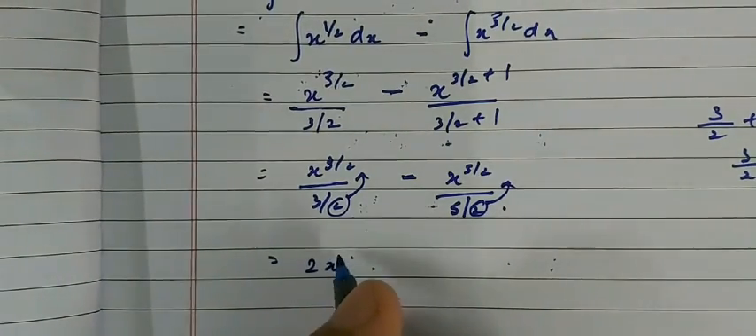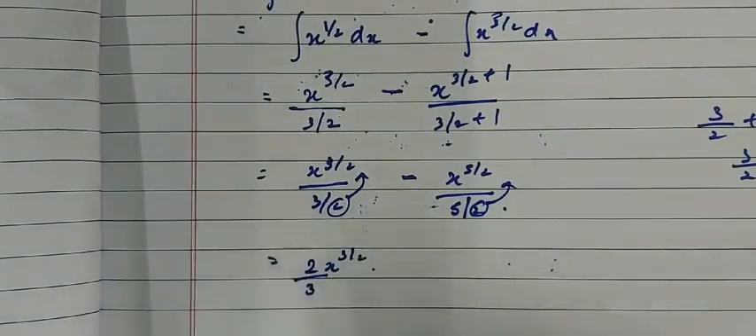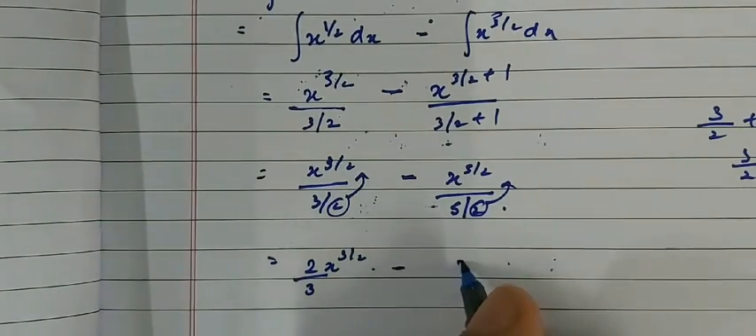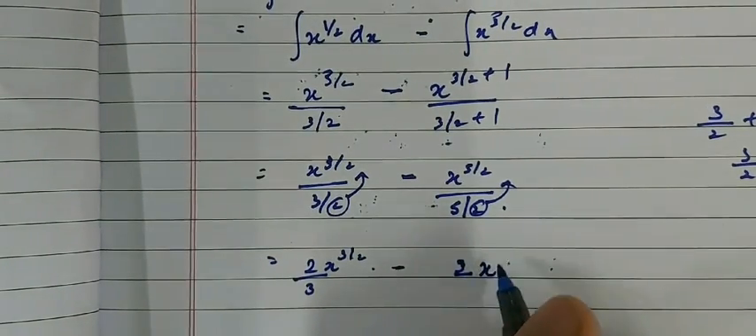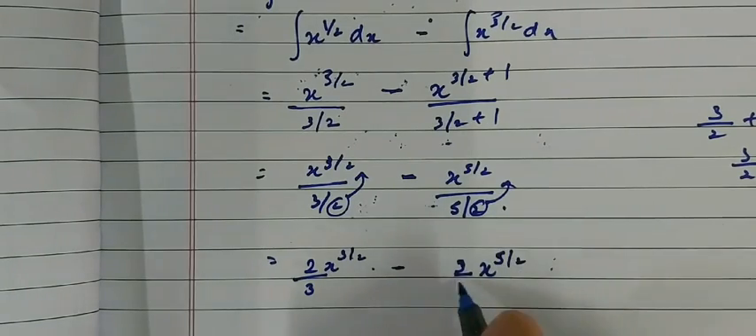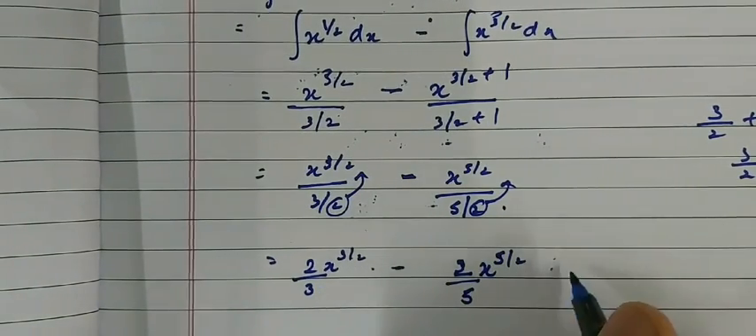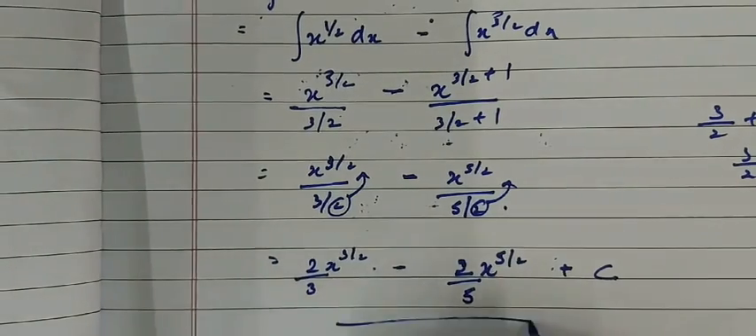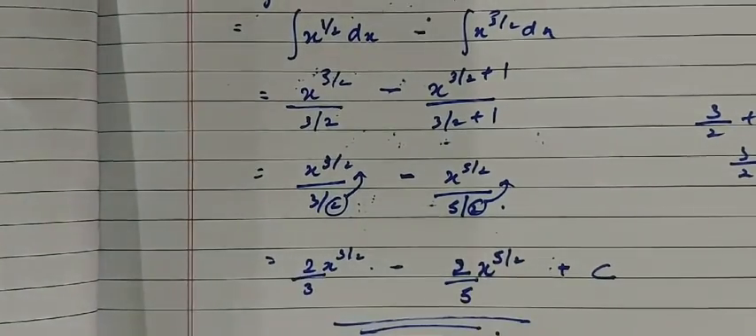So 2x raised to 3/2 over 3, minus 2x raised to 5/2 over 5, plus c. So the 14th question is over.